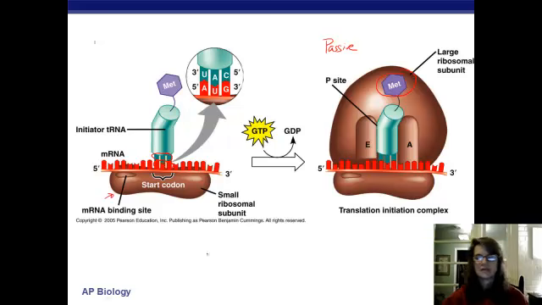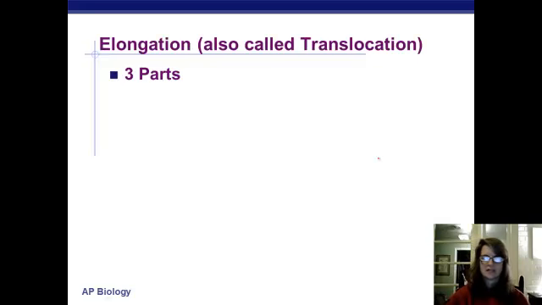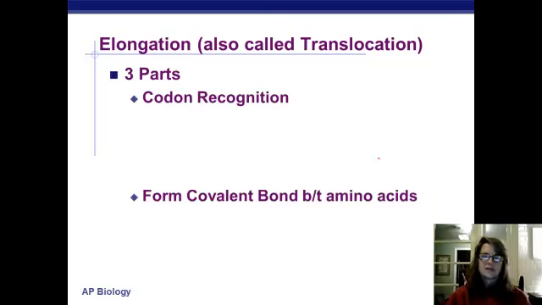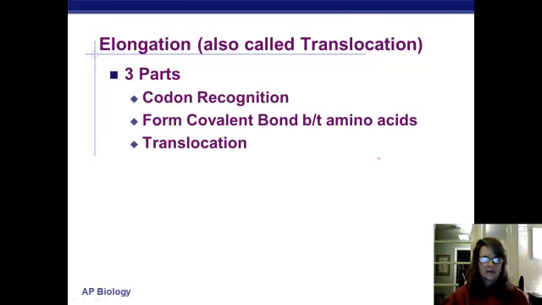So now we are initiated, we are ready to go. Ribosome subunits in place, mRNA, tRNA with the start amino acid, methionine in place, start codon in place, which is AUG right down here, and the complementary anticodon attached to it. Now, we're ready to elongate, to actually build the long polypeptide, okay?